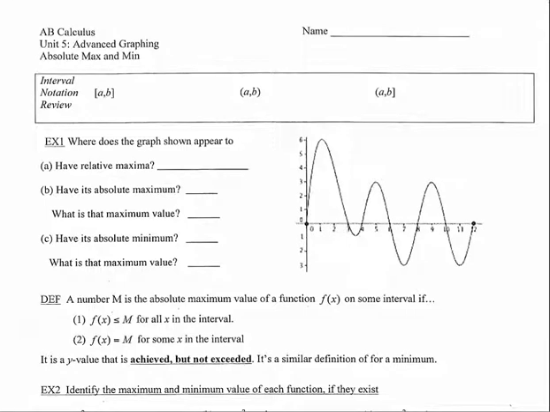For the absolute maximum and minimum worksheet, I'm going to start with some quick review of interval notation. Close bracket, a comma b close bracket.